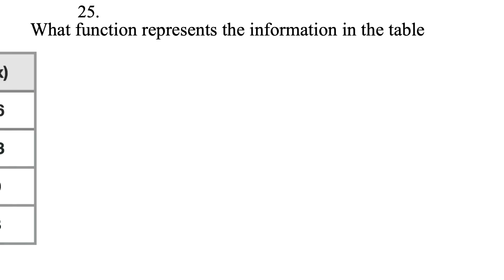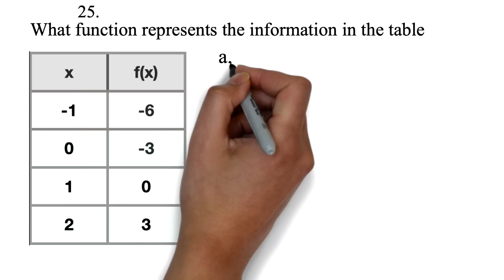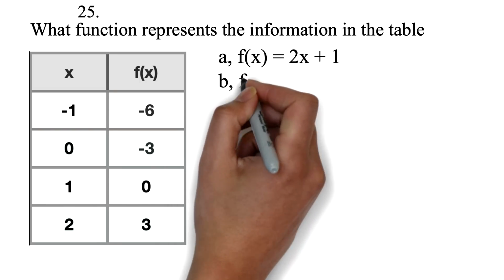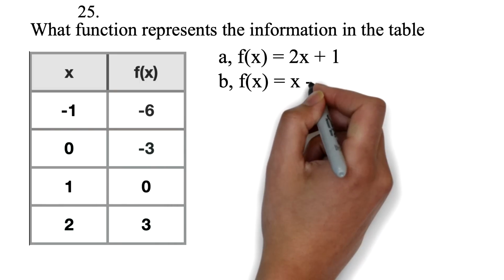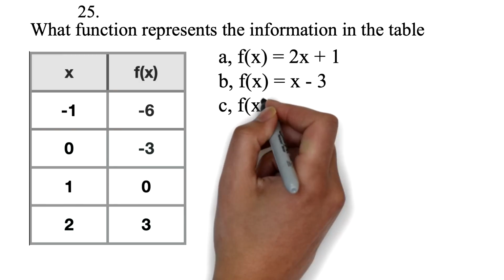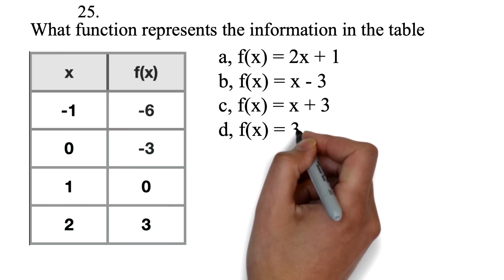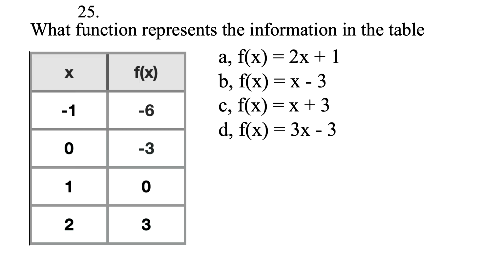What function represents the information in the table? A. f of x equals 2x plus 1. B. f of x equals x minus 3. C. f of x equals x plus 3. D. f of x equals 3x minus 3.